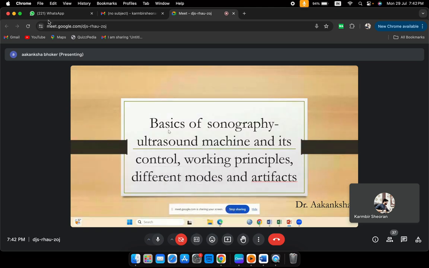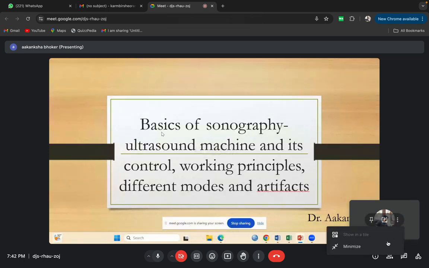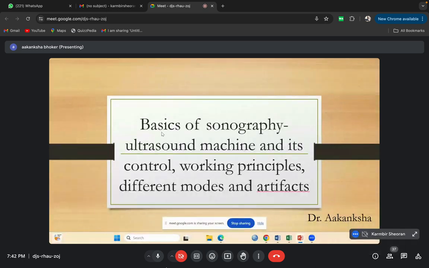Sonographic aspects in small animals. So, in this first lecture, we will discuss some of the basics of sonography: the machine, the various controls on the machine, the working principles, the different modes and artifacts.